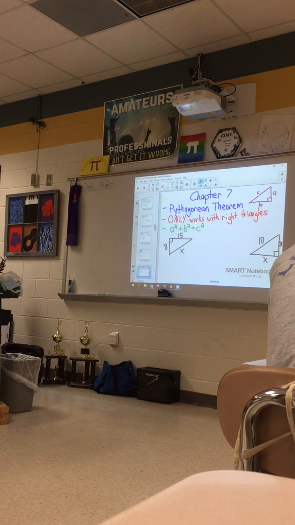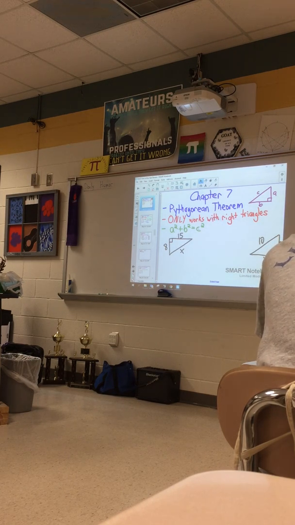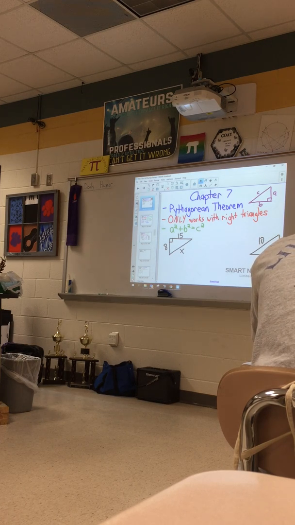Chapter 7, right triangles. The Pythagorean theorem, special right triangles, and trigonometry only work with right triangles. In this Pythagorean theorem problem, I'm solving for the hypotenuse. To find the hypotenuse, I square the two legs, add them together, and take the square root. If I'm finding a leg, I square both sides and subtract them. So this will be 8 squared plus 15 squared, take the square root of that number. This will be 10 squared minus 8 squared, take the square root of that number to get x.